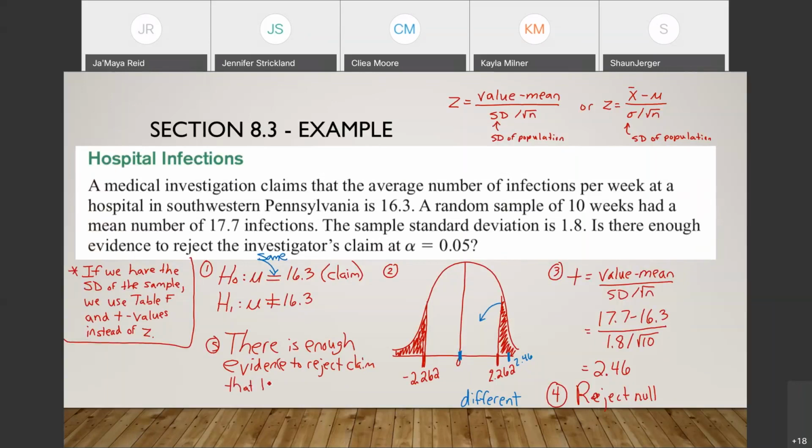That the average number of infections. Our claim is if it's equal to 16.3, so it is 16.3.